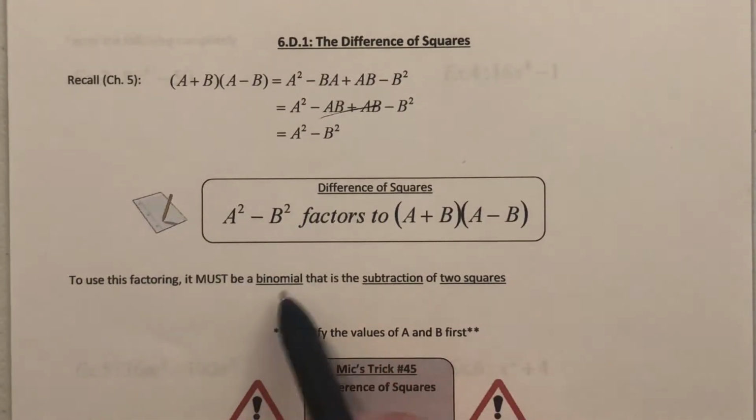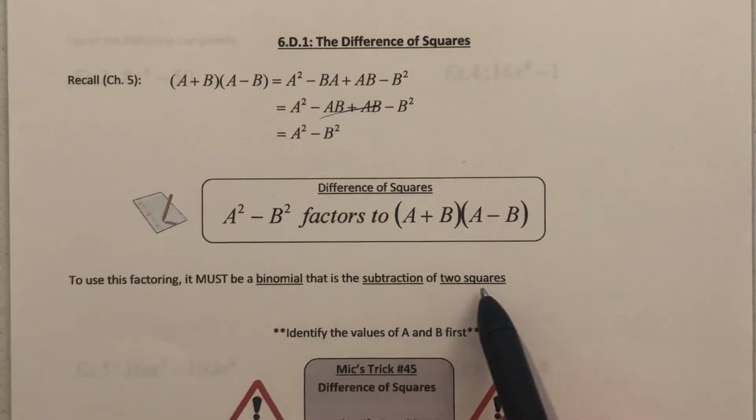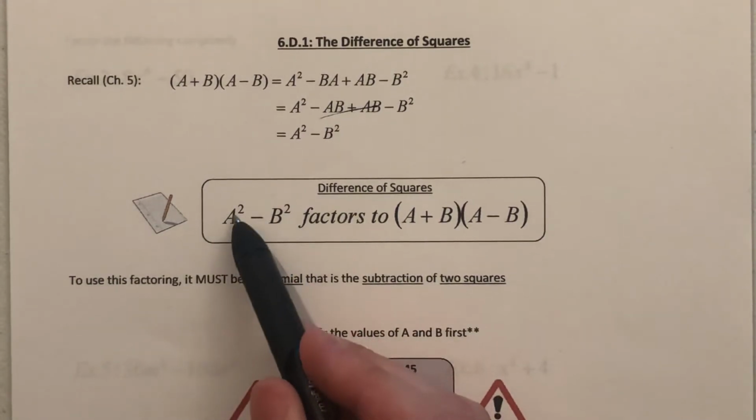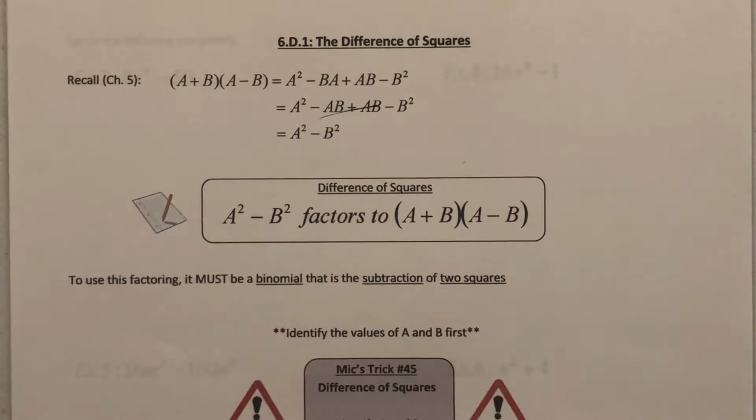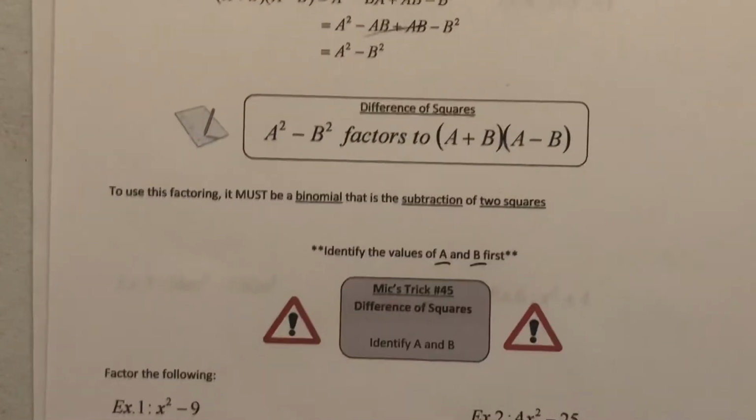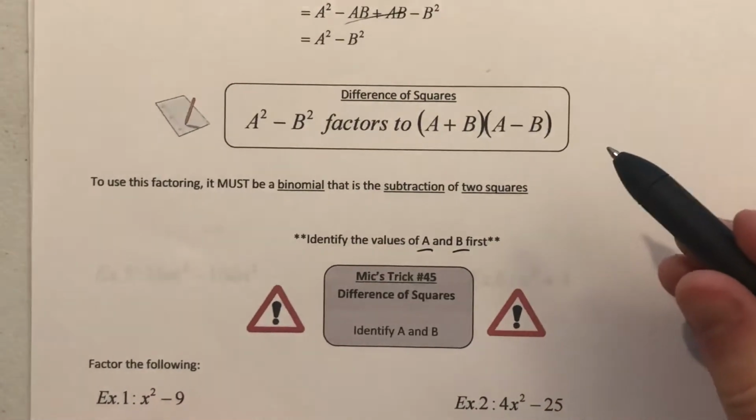So the real key is just first identifying the form. It's a binomial with a subtraction of two squares. Notice this first term will have to be the square of something. This second term will have to be the square of something. And that's really where the work boils down to. When you're trying to identify this, really just work on identifying the values of a and b. If you can do that, then we can break it apart.